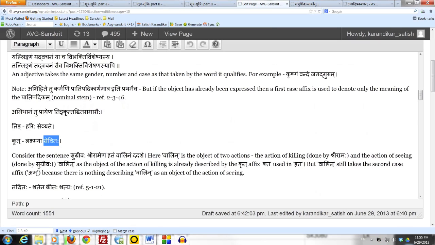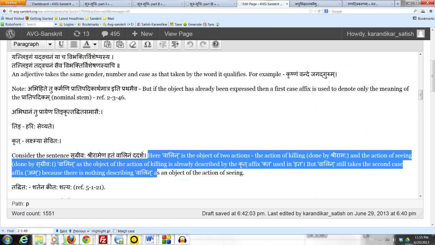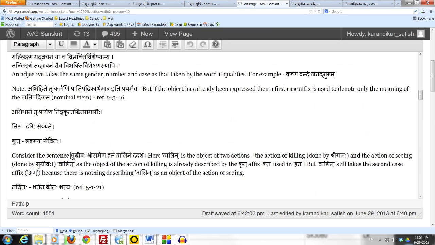Let's take a more complicated example here. Let's look at the sentence Sugrivaha Shri Ramena Hatam Valinam Dadarsha. It's complicated because here Valin is the object of two actions. The action of killing done by Sri Ramaha and the action of seeing done by Sugrivaha. So Sugrivaha saw Vali killed by Sri Rama.